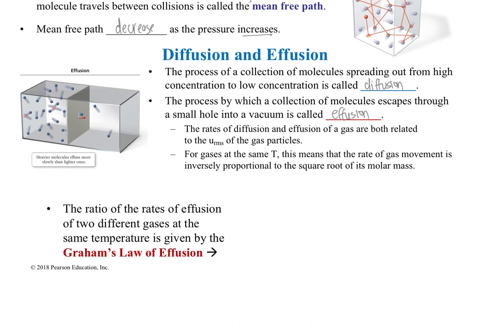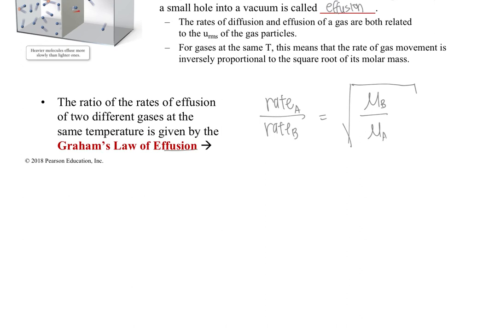So rate of effusion is given by Graham's law, which says that the rate of molecule A divided by the rate of molecule B is equal to the square root of the mass of B over the mass of A. And how they got this was they just took the root mean squared velocity for A divided by the root mean squared velocity for B. So let me just show you.